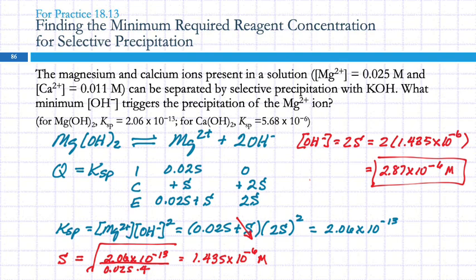Just like with X is small, the 5% rule would apply. Is this less than 5% of 0.025? See, doesn't that look like an S?